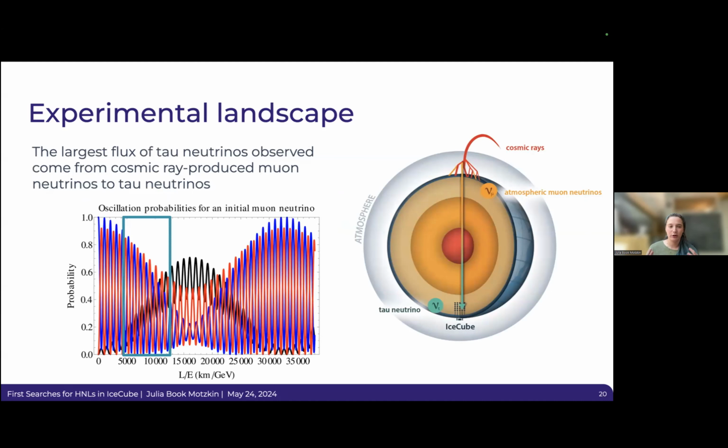When cosmic rays create muon neutrinos, those muon neutrinos can pass through the Earth, and as they do so, they oscillate. If you choose the right distance to energy ratio, then you can get a sample that is about 50% tau neutrinos from your initial cosmic muon neutrinos. And that is exactly what IceCube does.